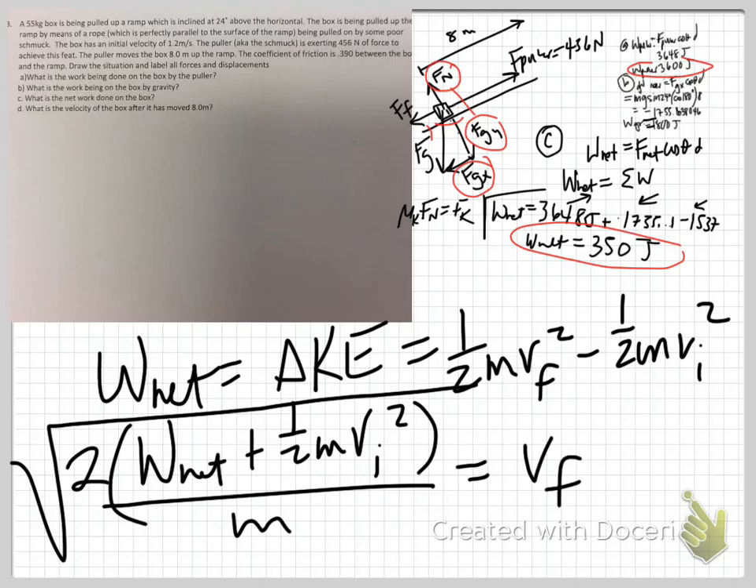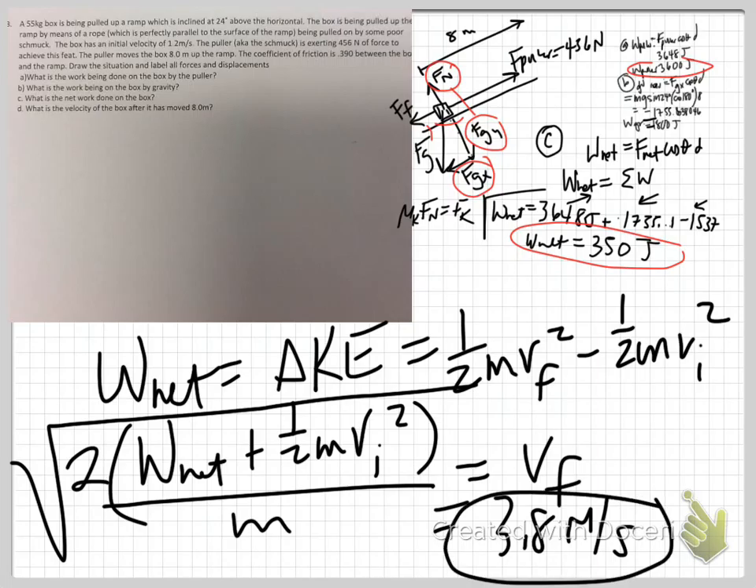Do you want to see the algebra step by step? We're good? Okay. So you get a VF of 3.7856 and so on. We get 3.8 meters per second is equal to VF. I was about to write meters per second squared. You caught me. So 3.8 meters per second. That's it. Questions, comments, concerns?